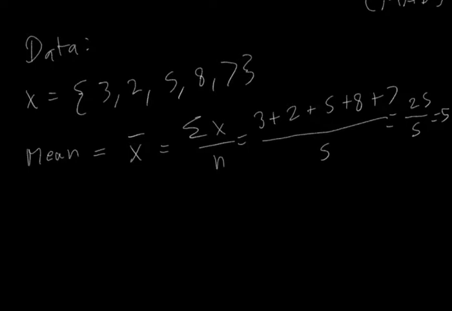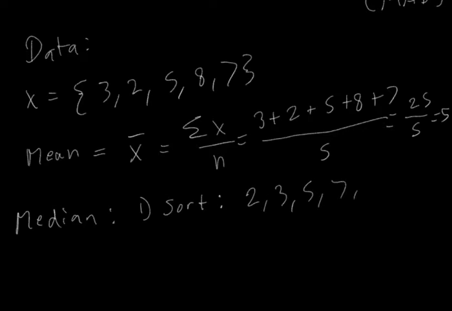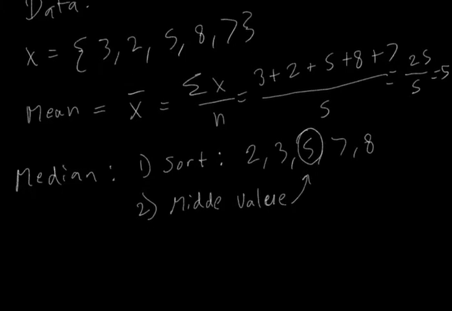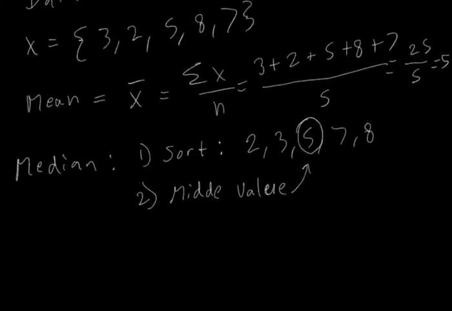To compute the median, we would first sort the data in ascending order, and so this is equivalent to 2, 3, 5, 7, and 8. And then step 2, we would take the middle value, which is 5. And so the median is equal to 5.